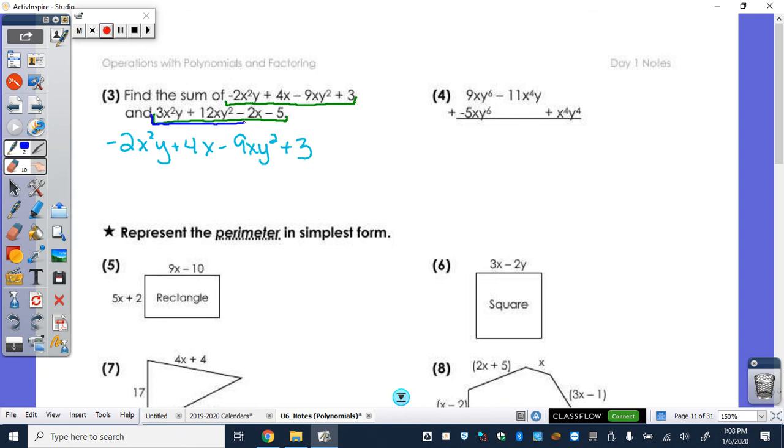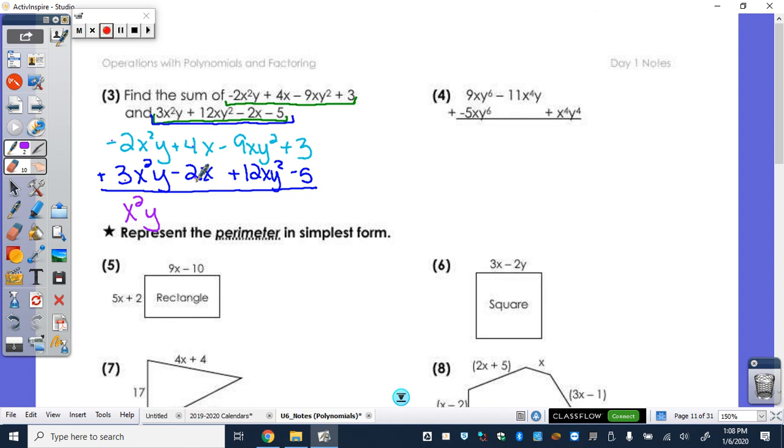And then I'm going to take the second polynomial they gave me here, and I'm going to line up my like terms. So that means I got to change my order a little bit for that second polynomial. Get my 4x and my minus 2x to line up. My xy squared to line up. And again, it's sum, so we're just going to be adding them together. So negative 2 plus 3 gives us 1. So we have 1x squared y, which you can write if you want to, but you don't have to.